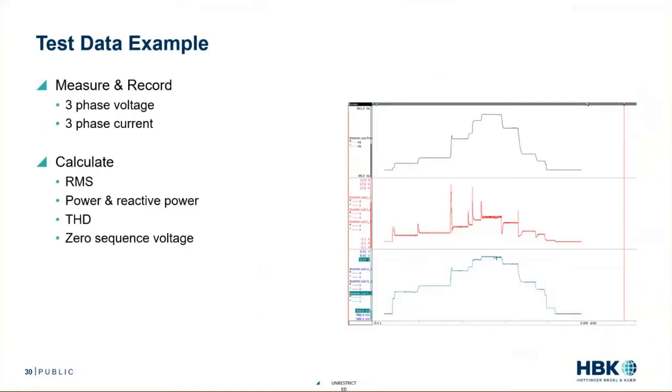So what's a test example? I ran the different profiles at different frequencies from 0 to max frequency. I measured the inverter currents. These are my RMS currents, my RMS voltages. This was from the healthy test. This is a screenshot from our software. I calculated the RMS values, the power and reactive power, the total harmonic distortion, and the 0 sequence voltages.